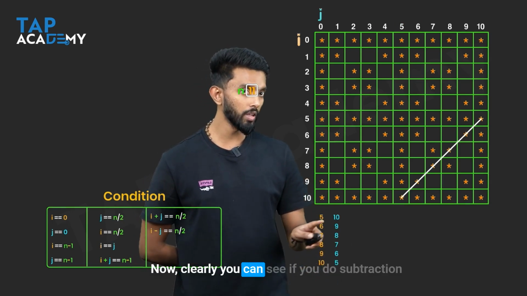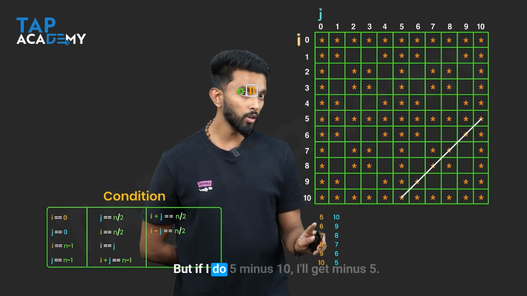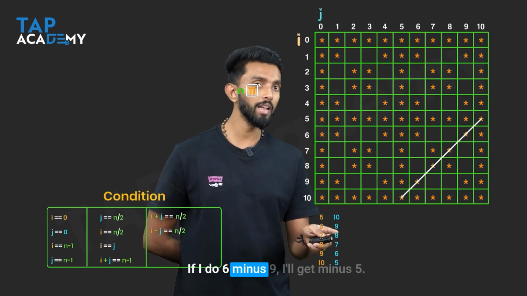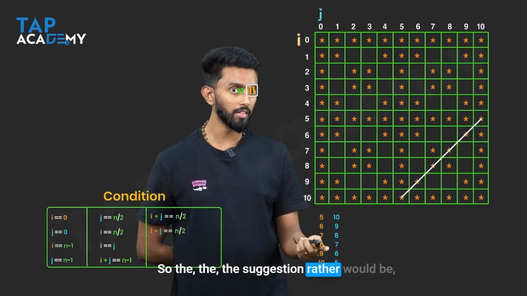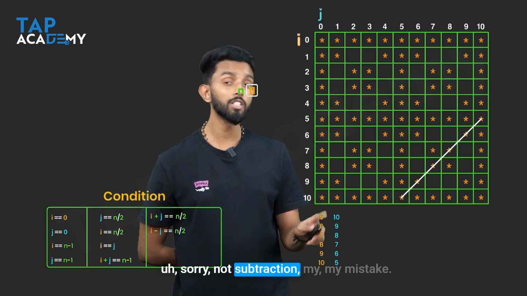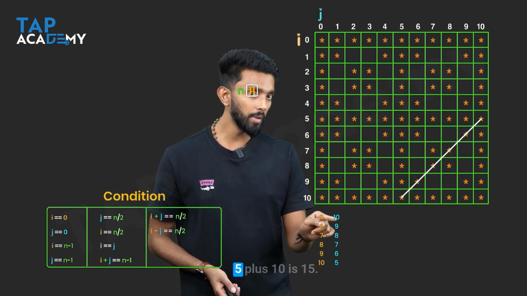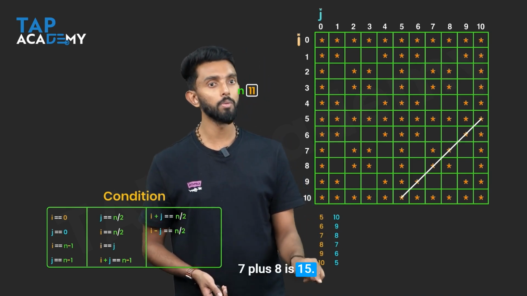Now, clearly you can see if you do subtraction operation between them, you'll get a common value. Right? But if I do 5 minus 10, I'll get minus 5. If I do 6 minus 9, I'll get minus 5. So the suggestion rather would be, sorry, not subtraction, my mistake. You should be adding it. 5 plus 10 is 15, 6 plus 9 is 15, 7 plus 8 is 15. I hope you're able to understand. You have to add it.